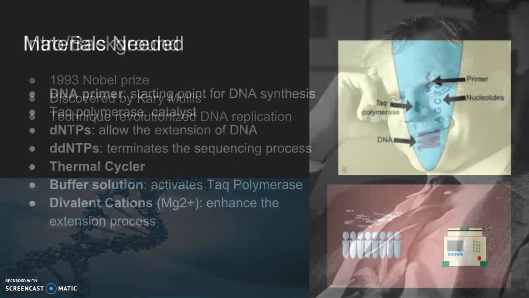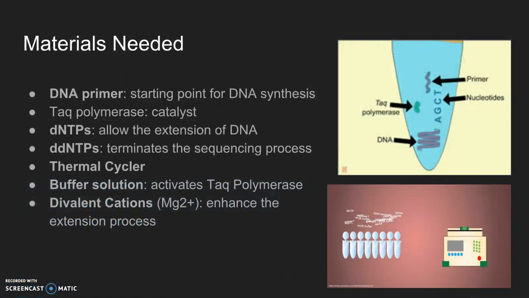Here are the materials needed. Taq polymerase is a heat-stable enzyme that catalyzes the reaction. The chemical bond orientation of Taq polymerase allows for a higher heat capacity in comparison to ordinary DNA polymerase, so that the bonds of Taq polymerase won't break or denature when heated.